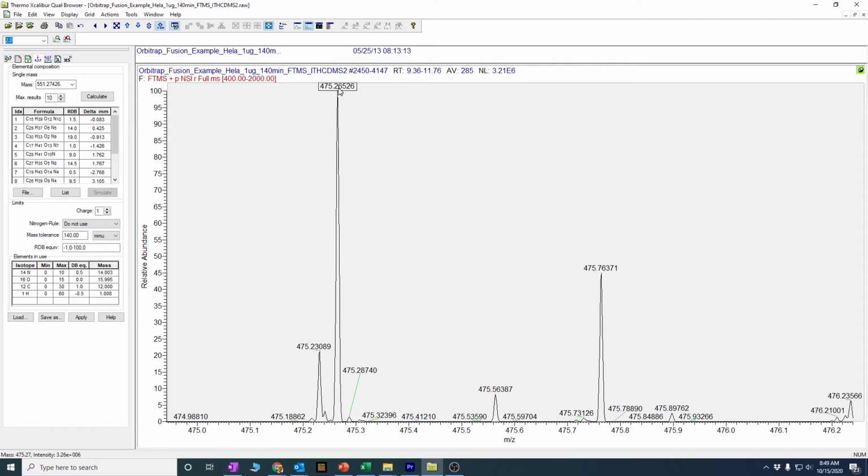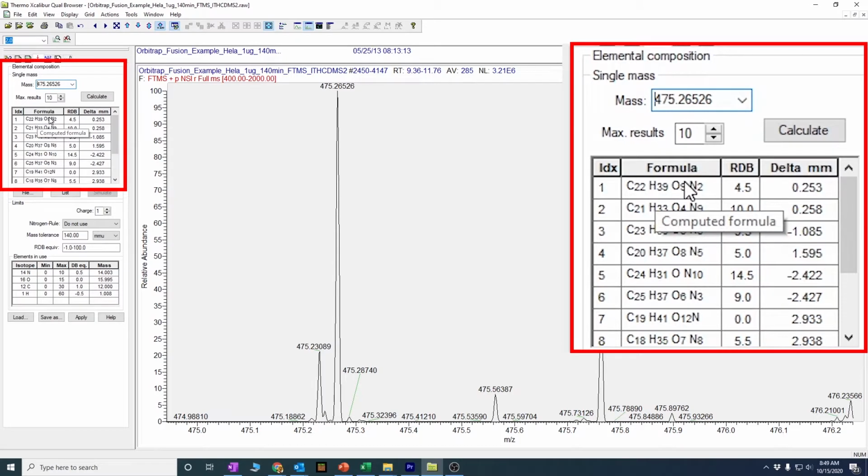Okay, but we reliably have now our mass out to many decimal places. So what we can do is, in the software, you can tell it, generate formula from mass. And over here, it will run through, I confined it to CHNO. I said, okay, using CHNO, calculate reasonable formulas. So it will spit out this guy, 475.26526, is very likely C22H39O9N2. This delta mm means that is the deviation in millimass units, so 0.253.